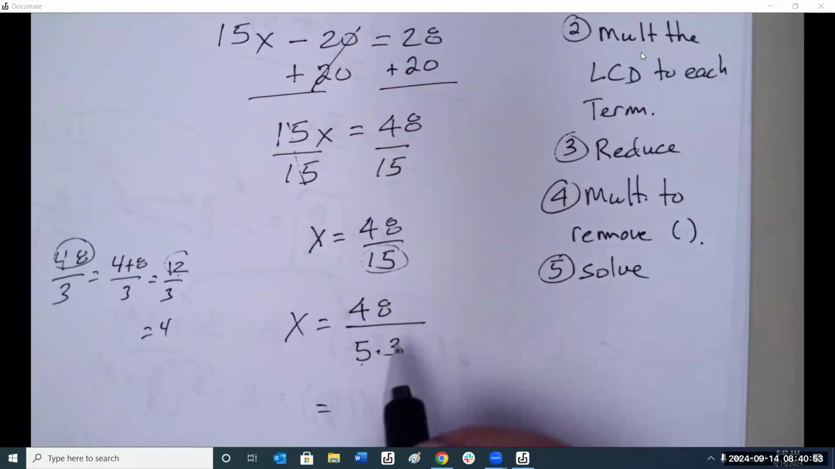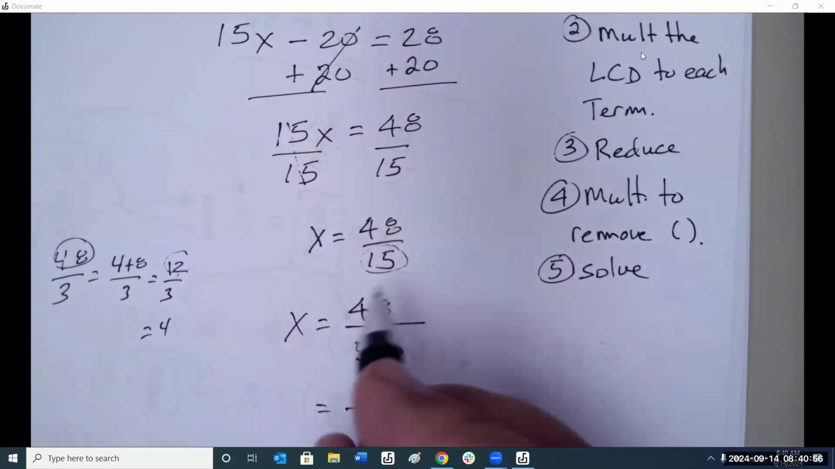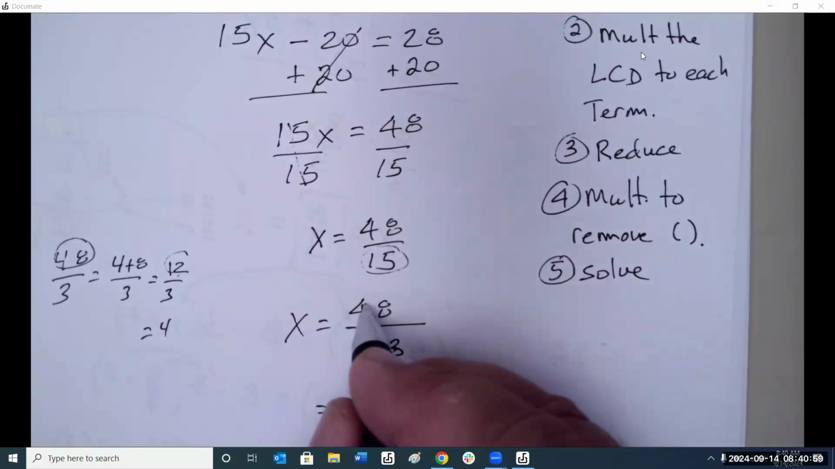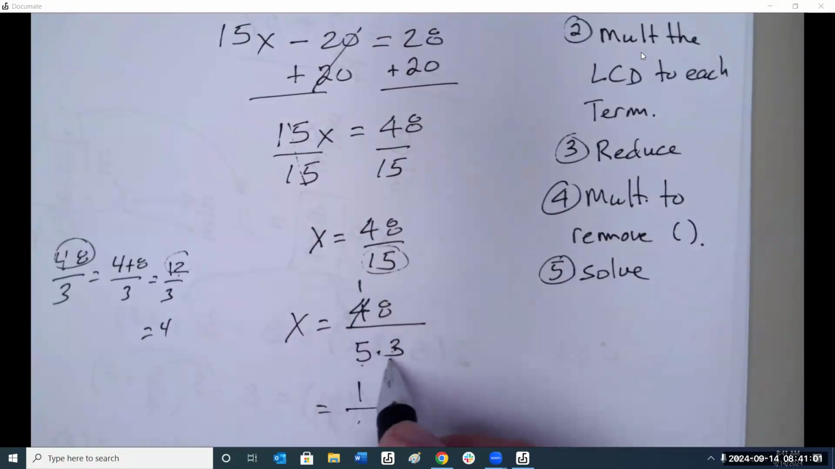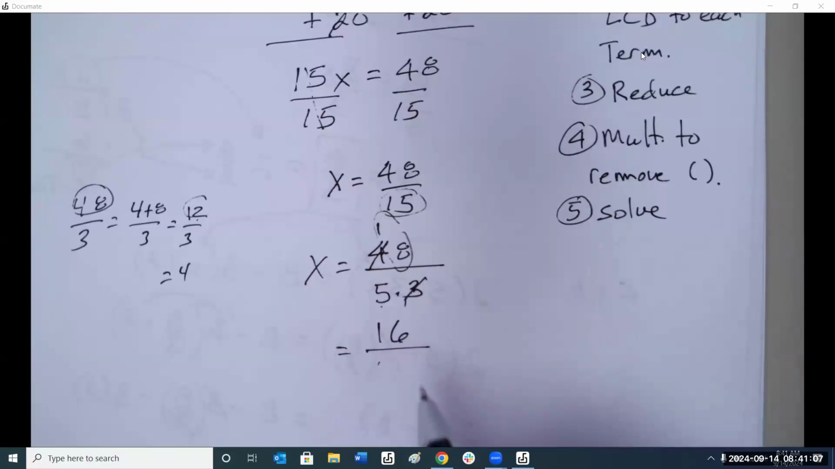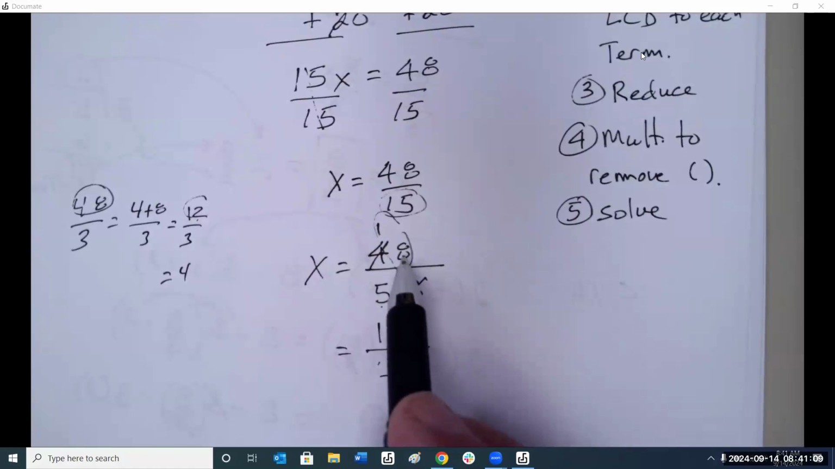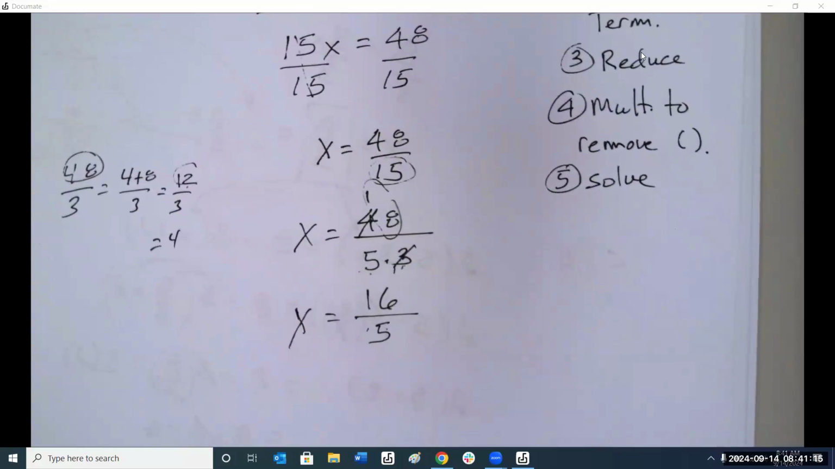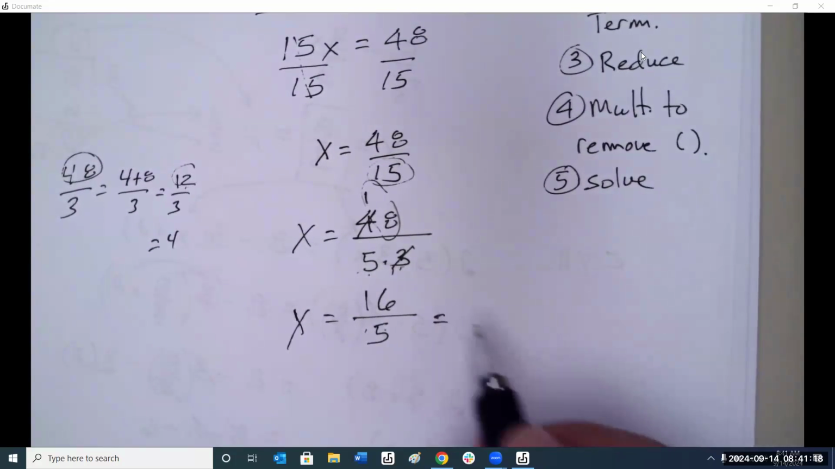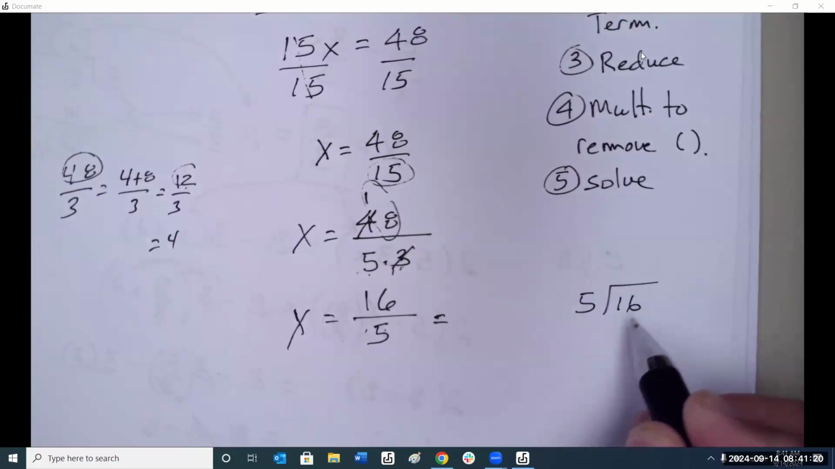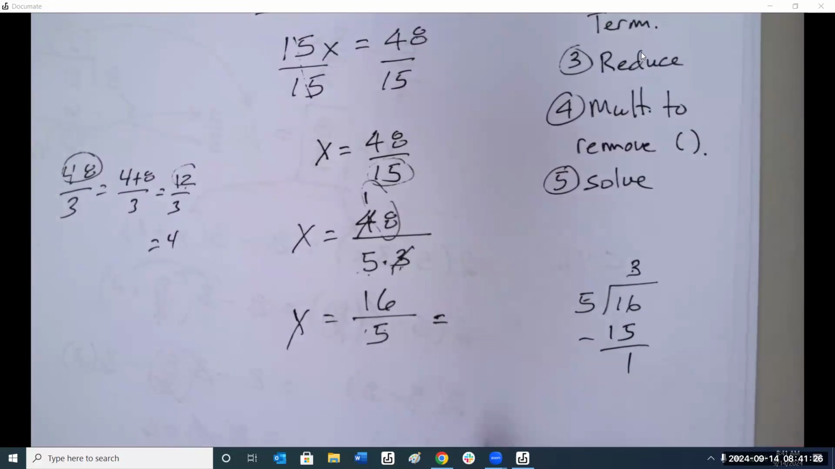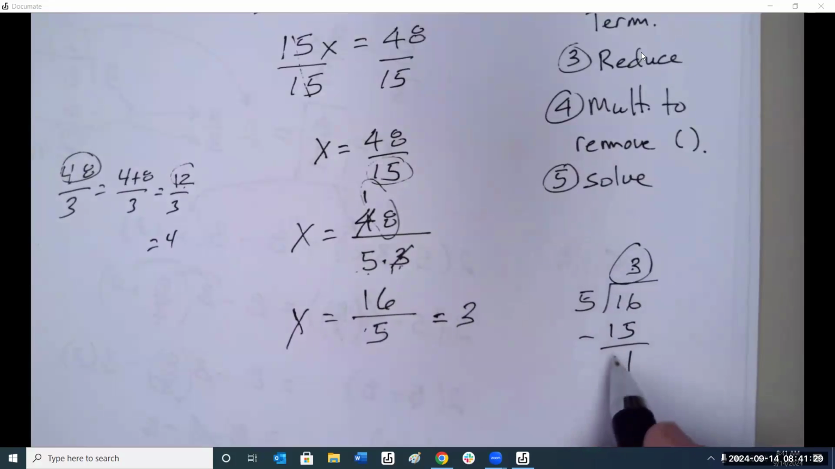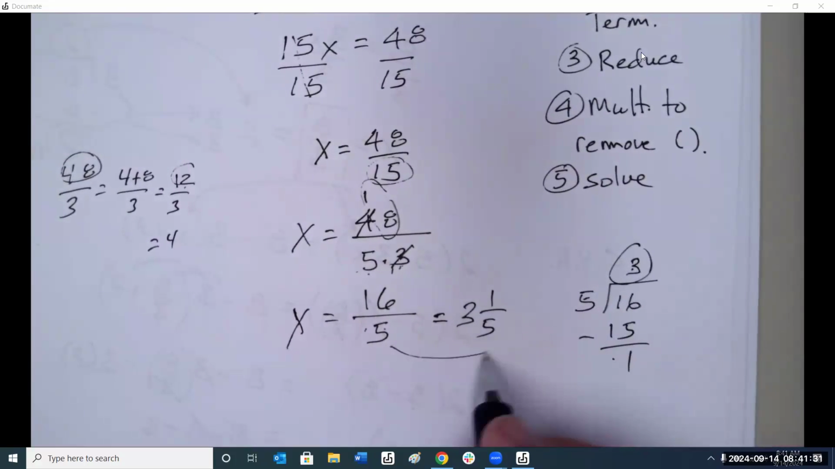So 3 goes into 4 how many times? Once. With how many left over? 1. 3 goes into 18 6 times. So 48 over 15 becomes 16 over 5. And if you want, then we could put 3 and 1 over 5. The bottom number always has to be reduced.